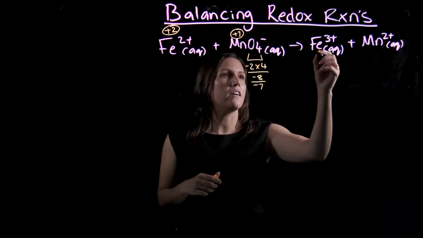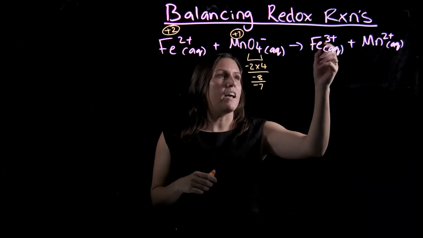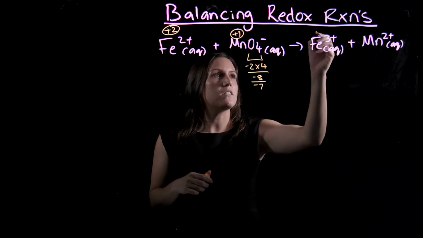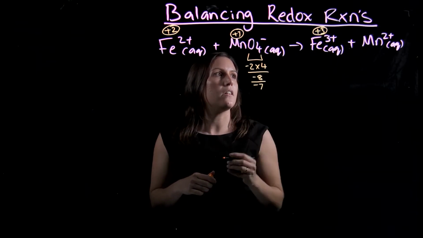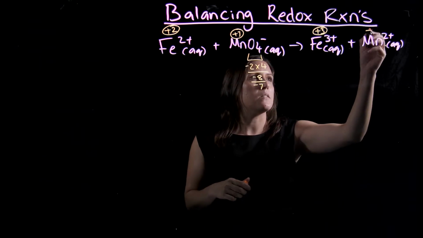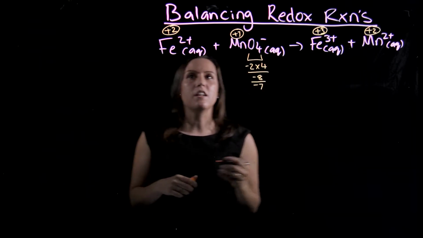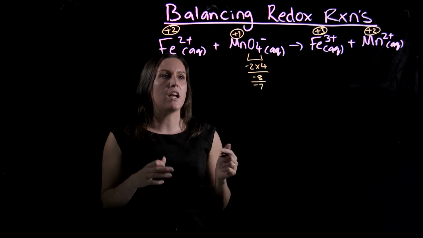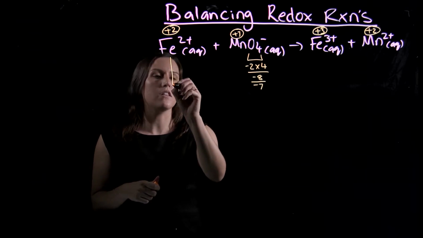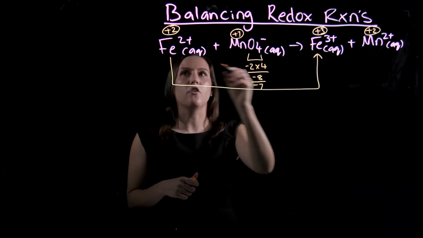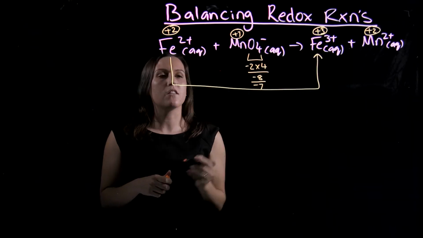Okay, with our other ion, the iron, we've got +3, and the manganese is +2. So now what you want to do is look at how they're changing from one side to the other. If you look at the iron here, we're going from +2 to +3.